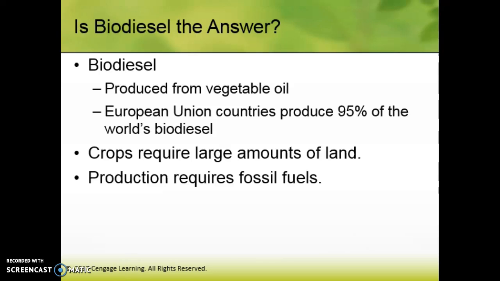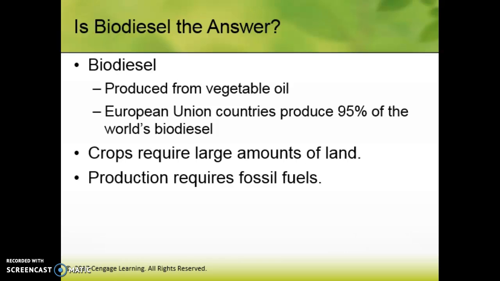So is biodiesel the answer? Maybe. It's made from vegetable oil. There's a guy that was in Bloomington when I was in school there that owned a McDonald's, and he converted his car, it was some sort of a small car, to run on the oil that they used to make the French fries. And you could smell them coming from a mile away. So it's possible to do.